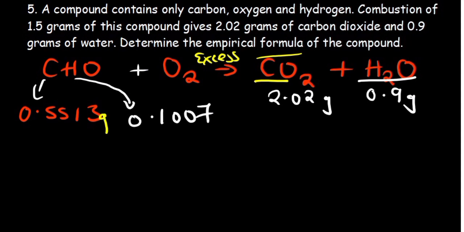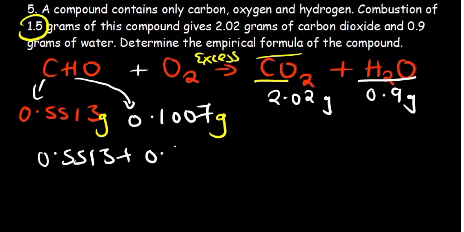So since we have a mass of carbon and hydrogen, and we've been given the total mass of the compound to be 1.5 grams, we can add the two and subtract from the total. The remainder is going to represent what? For oxygen, since we are told the compound only contained carbon, hydrogen, and oxygen. Okay. So the total was 1.5.